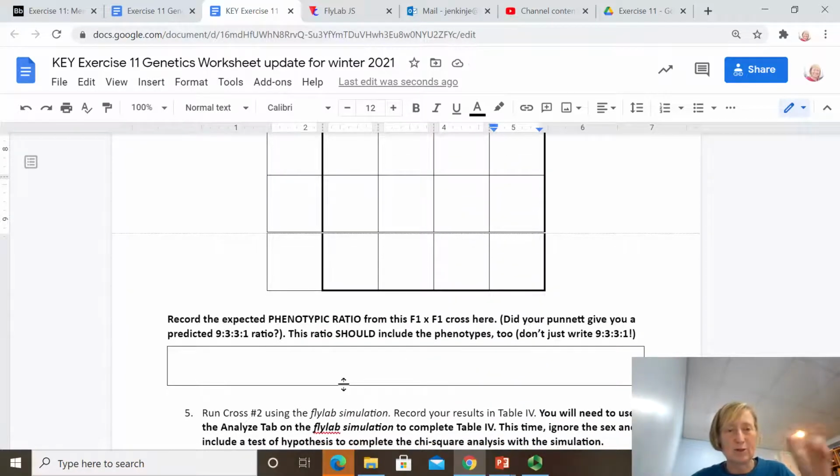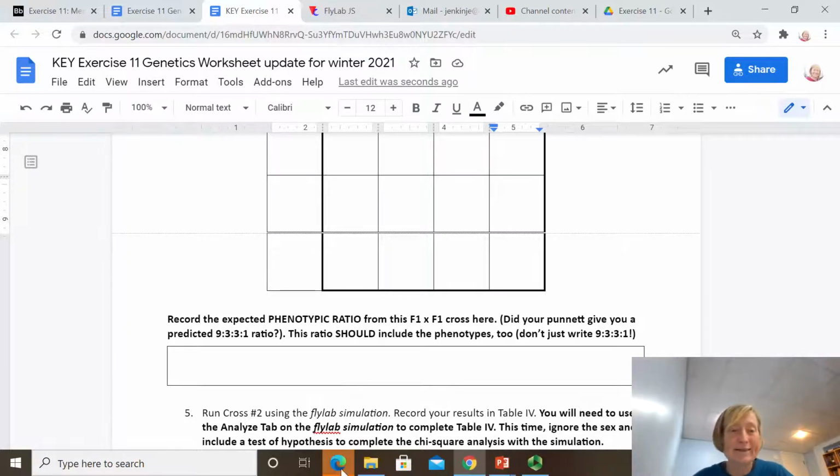And then you're going to answer the question. Record the expected phenotypic ratio from this F1 by F1 cross here. Did your Punnett square give you a predicted 9:3:3:1 ratio? Oh yes! This is a dihybrid cross, where the parents are both heterozygous for both traits. We should see a 9:3:3:1 ratio.